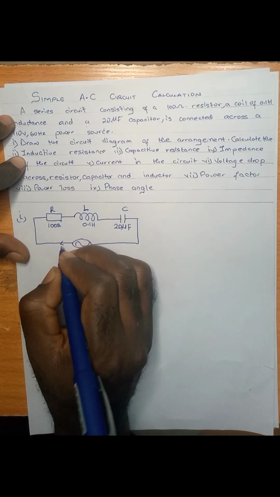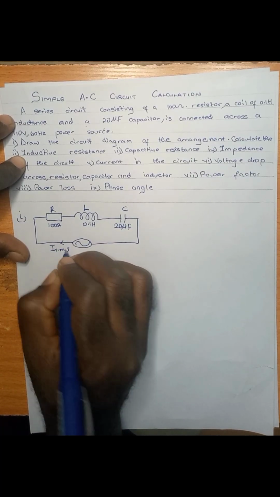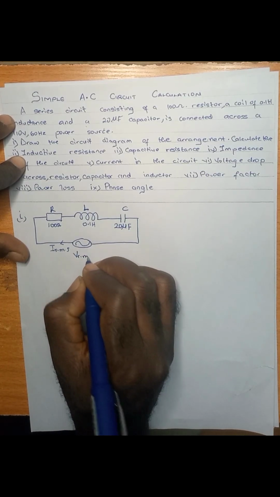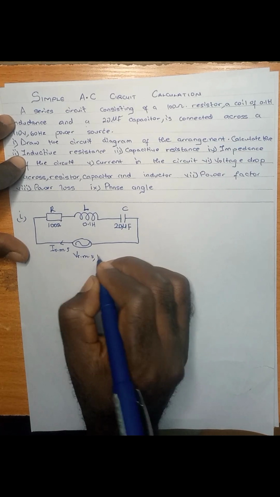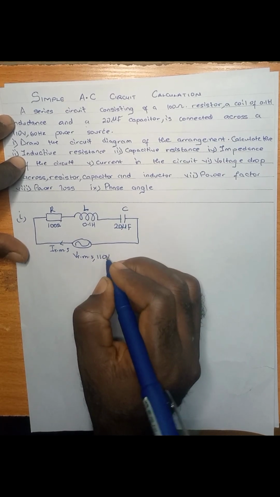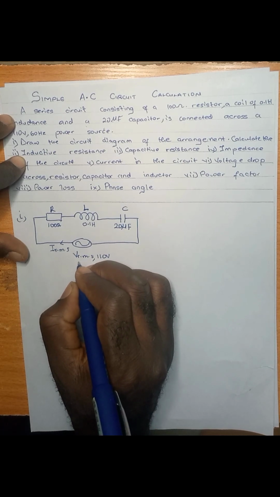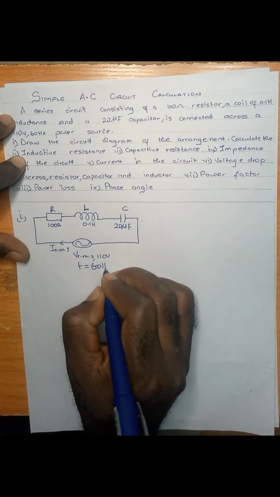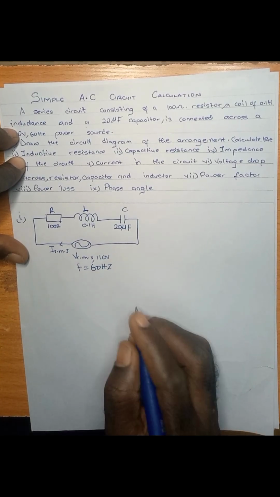The current that will be flowing through it, we call it root mean square current. Then the voltage that will be dropped across it is root mean square voltage, and that is what is given to us as 110 volt. And we are given the frequency of alternation F, which is equal to 60 hertz. Then this is the circuit diagram.